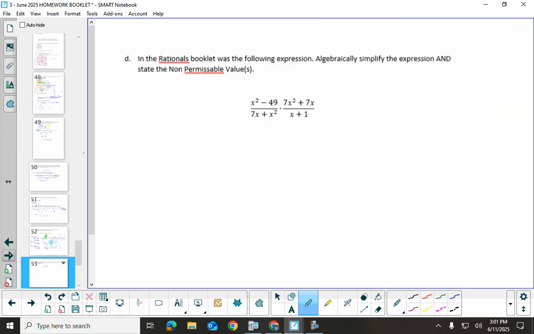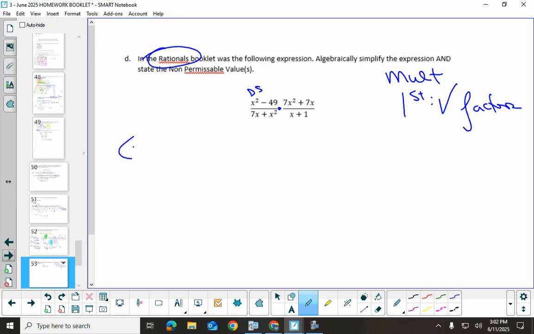Okay, part D. In the rationals booklet. Okay, we're in the rationals unit now. This is a multiply question. So, for multiplying, the first thing you check for is factoring. So this is what we did yesterday, guys. So x squared minus 49, that is difference of squares. So x minus 7, x plus 7.